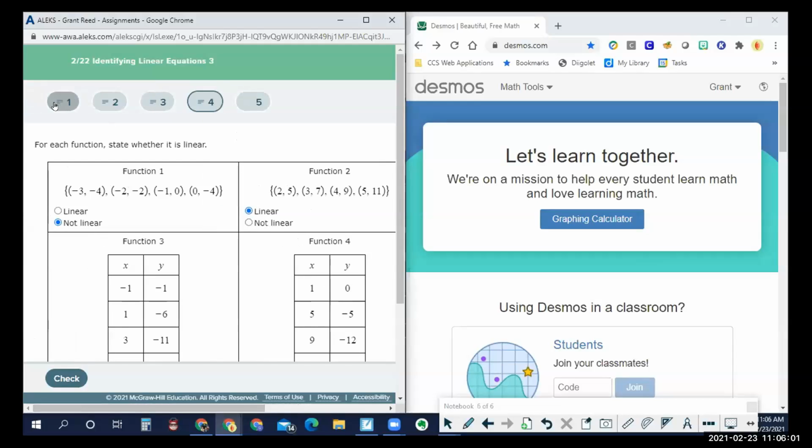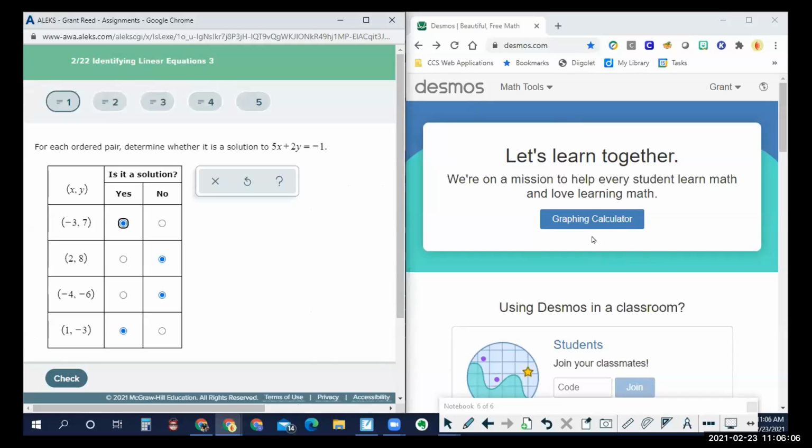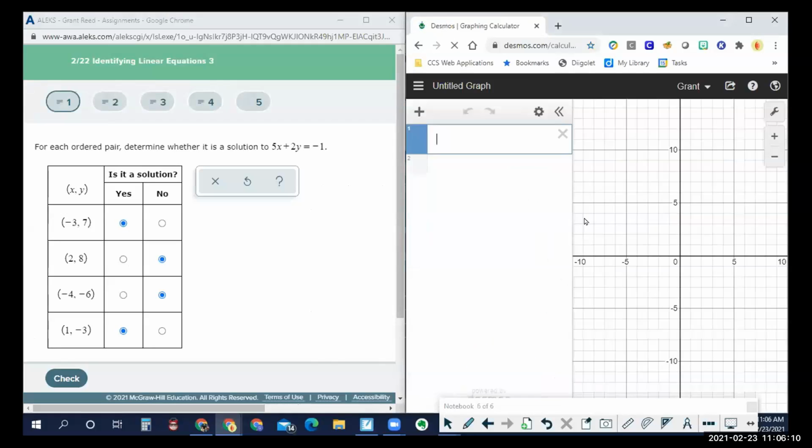So let me go back to the first problem of this assignment, which is the one that I didn't include in today's assignment. Click on my graphing calculator. But we hopefully are becoming very familiar with the fact that the way we check to see if this negative 3, 7 is a solution of this linear equation is just to replace the x with negative 3 and the y with 7, and then see if it turns out to be a true equation, which would mean the left side equals the right side.